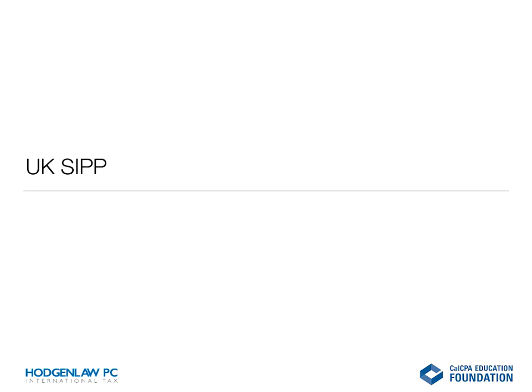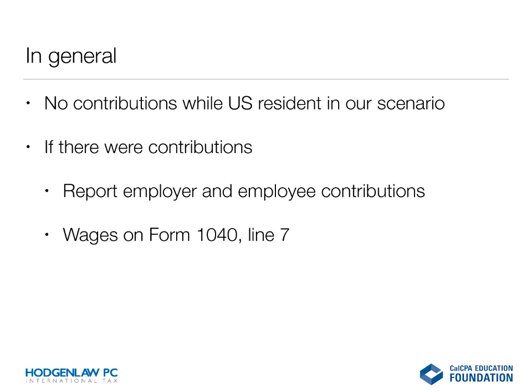What about the UK SIP? Well, again, we assume that there were no contributions while the person's a U.S. resident. If there were any contributions, both the employer and employee contribution should be reported, and it'd be wages on Form 1040. And because this thing is not a 402B plan or a non-qualified employee's trust, in fact, the foreign earned income exclusion does work against it.